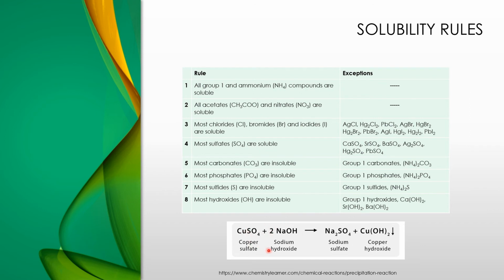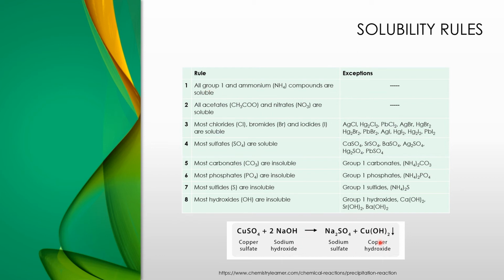So copper sulfate and sodium hydroxide are both soluble. In particular, most sulfates are soluble unless they're one of these guys. Copper sulfate isn't included, so it's soluble. Sodium hydroxide is soluble as well because sodium is a group 1 element, and all group 1 salts are soluble.